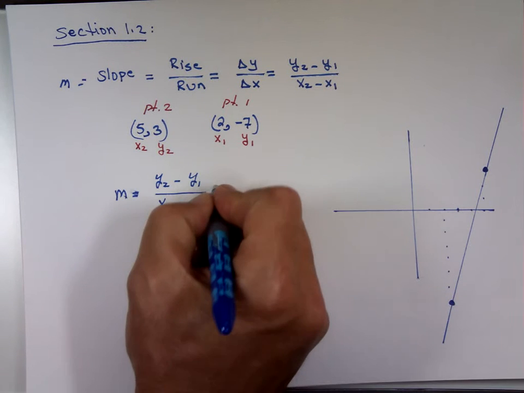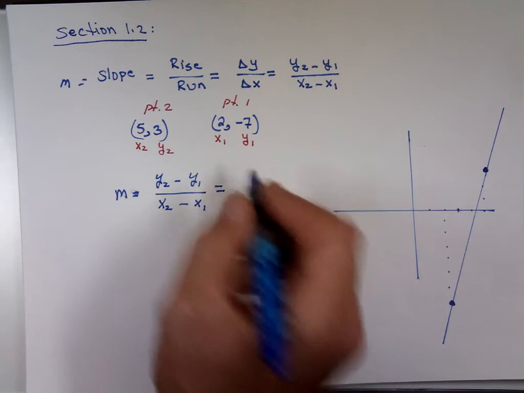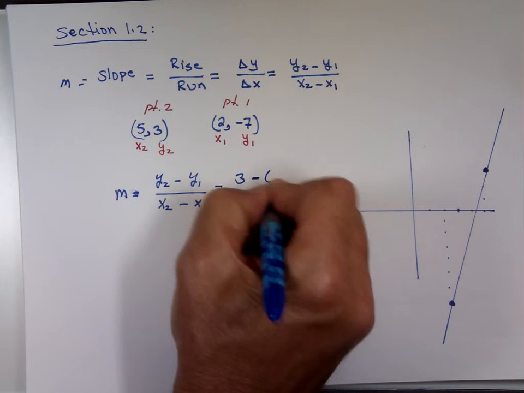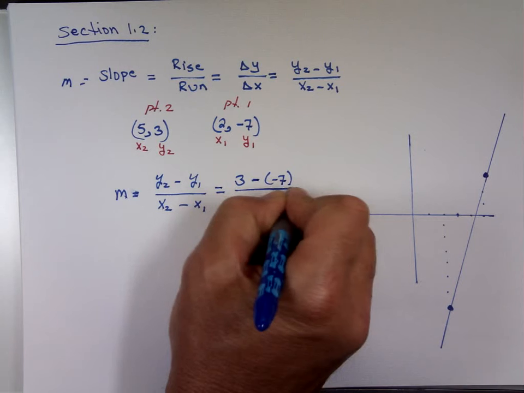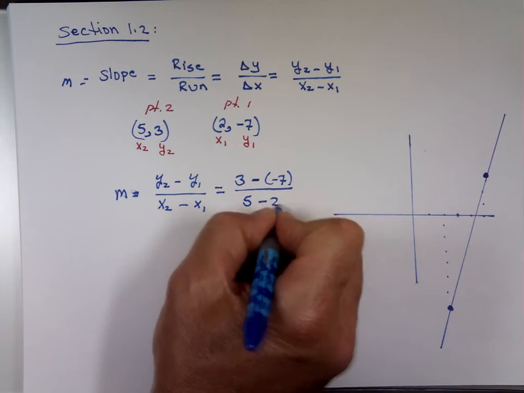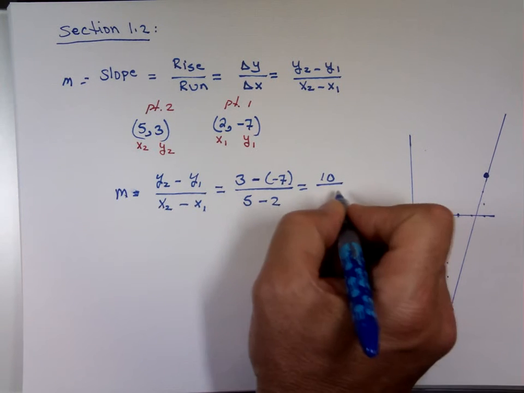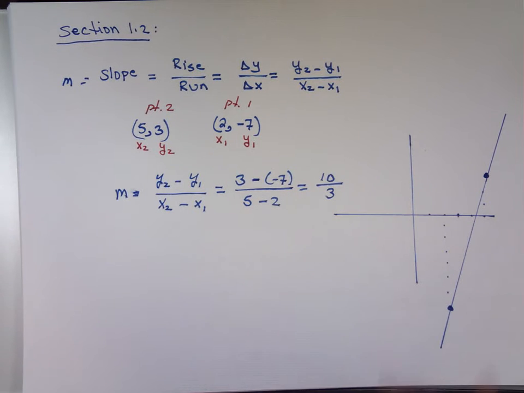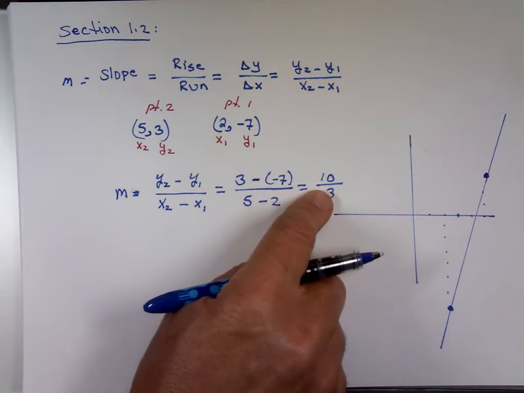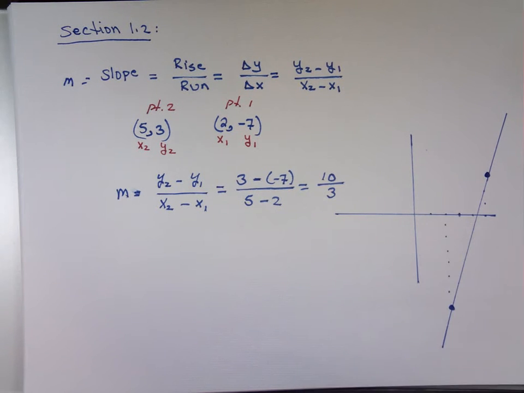My slope now is going to be what? y2 minus y1, 3 minus a negative 7, over 5 minus 2. 3 plus 7 is 10, 5 minus 2 is 3. Positive 10 over 3. What does that mean, 10 over 3? For every 3 steps that you go to the right, you climb up how many steps? 10. For every 3 to the right, you go up 10 units. It is a positive slope.